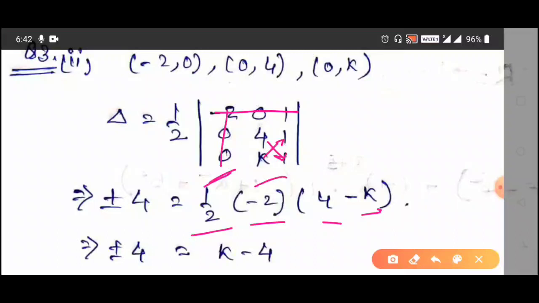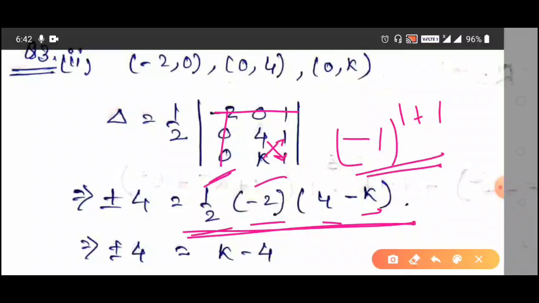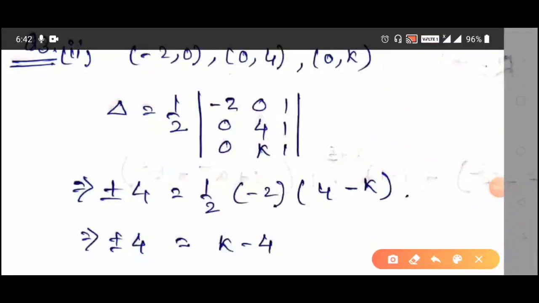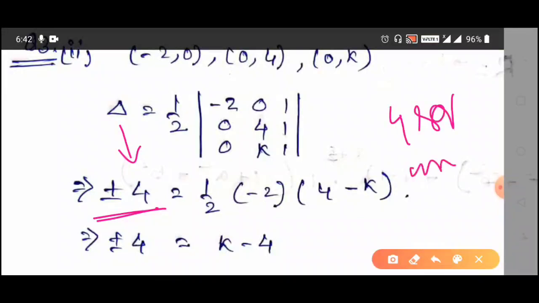Now since -2 is in row 1 and column 1, then it will be -1 to the power 1 plus 1, so it will be converted to 1. That is why we have not written anything like that. We will write in place of area of the triangle plus minus 4 because the area of the triangle is given 4 square units. Now whenever we use the area of triangle for our calculation, we will take positive and negative value both. So plus minus 4 is equal to k minus 4.